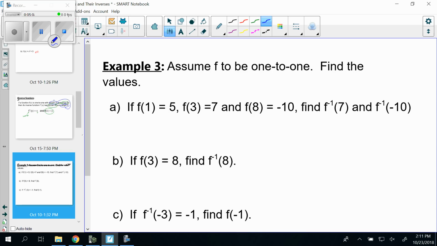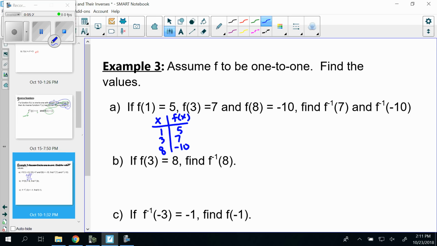Well, these values told us if we had a table with x and f of x, or y, if you plug in 1, you get 5. If you plug in 3, you get 7. If you plug in 8 to this function, you get negative 10.